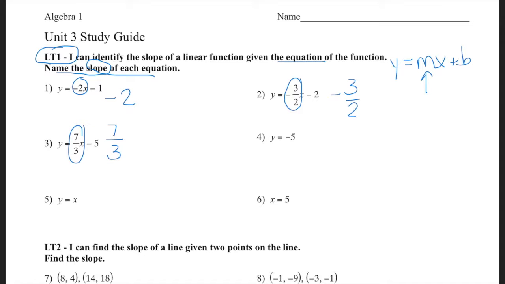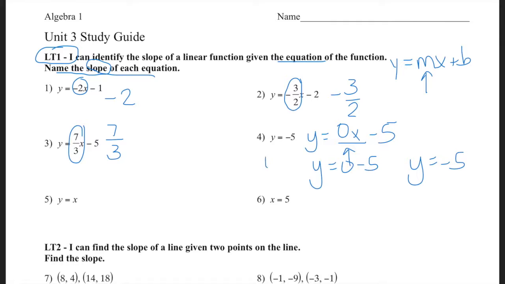Okay, and then 4, 5, and 6 get a little bit more tricky because take a look at number 4. There is no x value. So we can approach this a couple different ways. We can say, well, what would make the x disappear from this equation? In other words, we have basically y = -5. If it was just y = -5, what would the value of the slope have to be in order to make the x disappear? And that would be 0, because 0 times x is 0, and 0 minus 5 is -5. So our slope is actually 0.